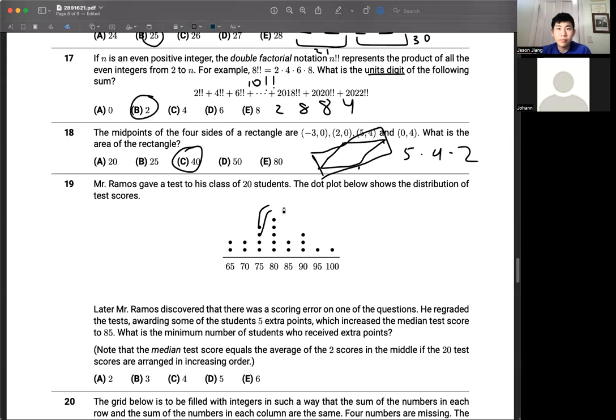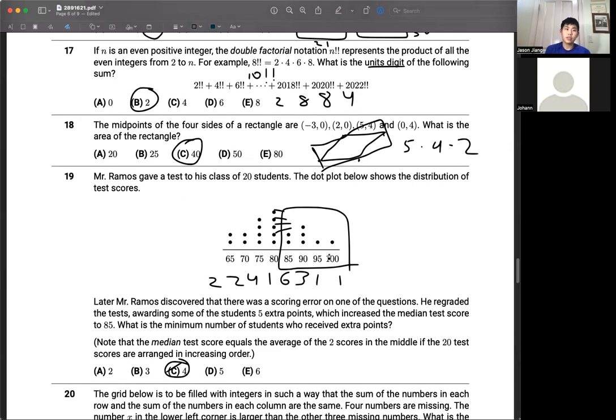So if we bring some of the 80s to 85, then we have, actually, yeah, this looks like the correct way to do it. We'll bring 4 students from 80 to 85, and now we have 1, 2, 3, 4, 5, 6, 7, 8, 9, 10, 11. And now we have 11 students who are 85 and above, and we get our answer that we wanted. So the new distribution would be 1, 1, 3, 6, 1, 4, 2, 2. And that would give us the 85 as we wanted.